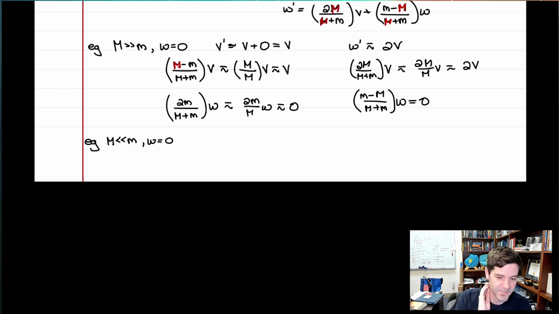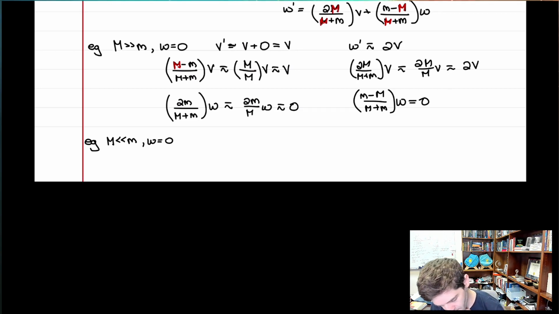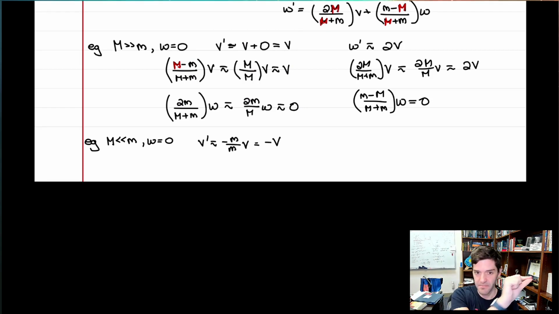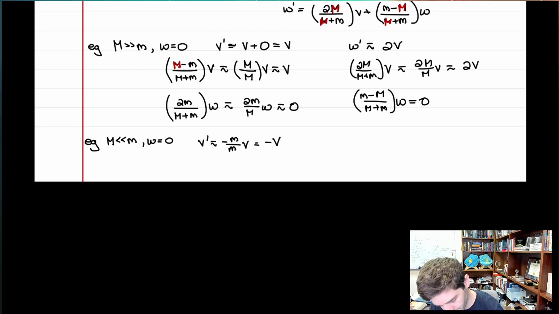If the wall wasn't attached to anything else, would the wall start moving? Or let's just stick with a marble and a bowling ball. I throw a marble against a bowling ball. Well, I'll let you figure it out. The marble in this case, when you make these approximations, ends up becoming negative little m over m times v. Because again, remember, little m is now the big one. So that ends up being negative v. So it comes in with v, hits the bowling ball, bounces back with negative v.